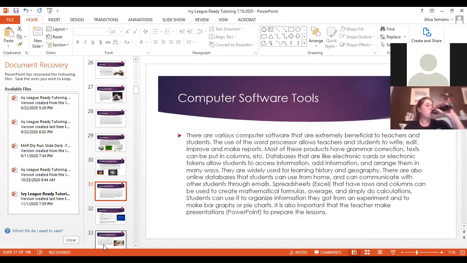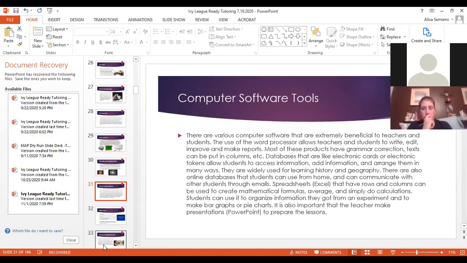Computer software tools. So as teachers, we use a various amount of computer software that can be extremely beneficial to teachers and students. So you have products that have grammar correction, but you want to be careful with grammar correction, spelling correction, because you don't want to take away, and this is also going to be a question, right? You don't want to take away the child's ability to be able to auto-correct themselves and edit correct themselves. But if you have like a copy and paste, that's good, because if you're showing kids how to revise, revising in the writing process is copying and pasting. So you can take away a sentence, you can add a sentence, but you want to stay away from software where kids are not able to edit on their own.